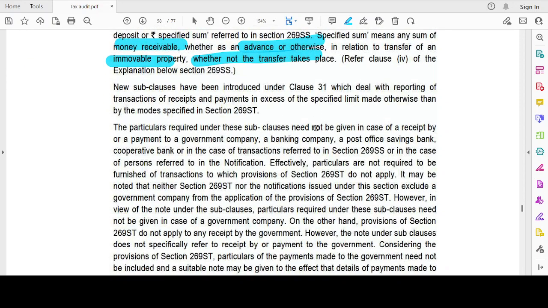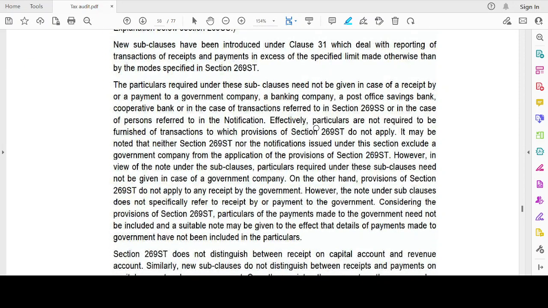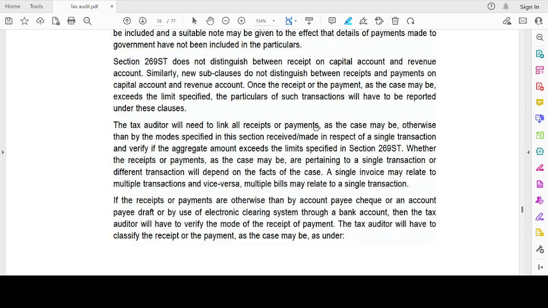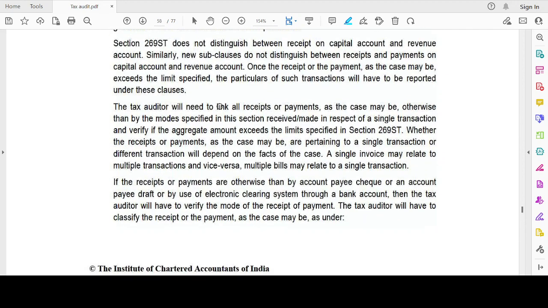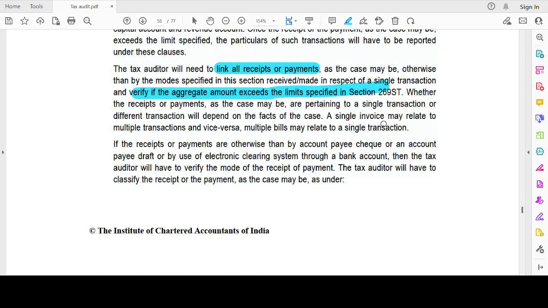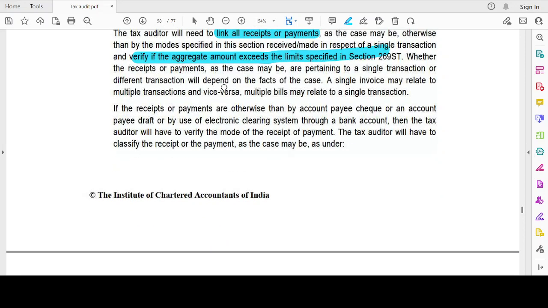Okay, these are the new clauses, so this has to be dealt with for sure. The tax auditor will need to link all the receipts or payments, as the case may be, otherwise the modes specified in the section, received or made in respect of a single transaction, and verify if the amount exceeds the specified limit. Whether the receipts or payments, as the case may be, pertain to a single transaction or different transactions will depend on the facts of the case. A single invoice may relate to multiple transactions and vice versa. Multiple invoices may refer to a single transaction also.